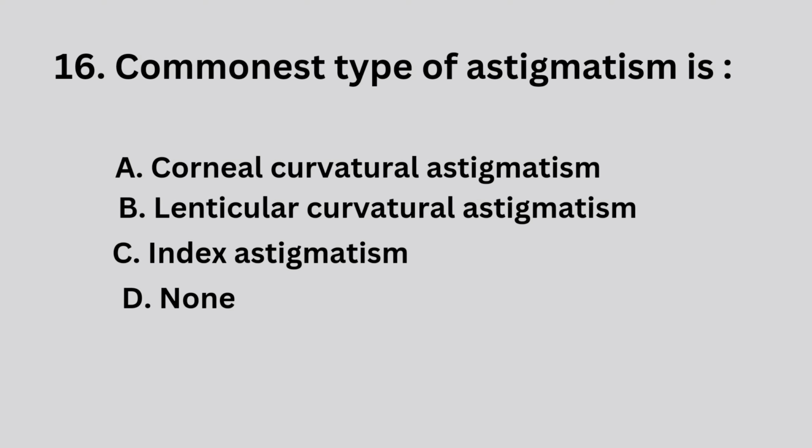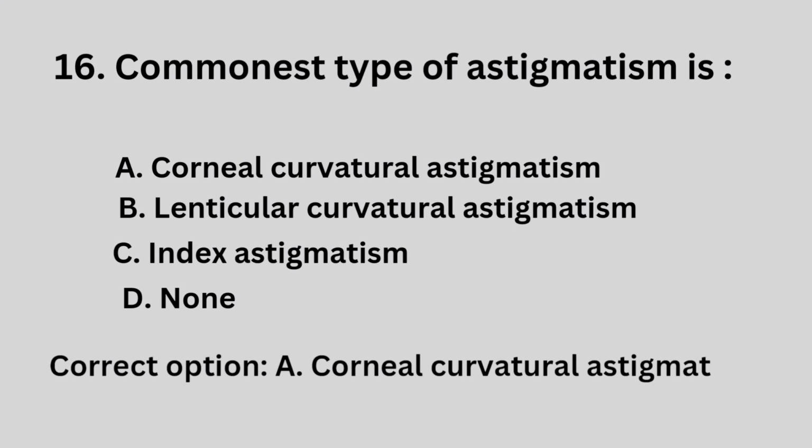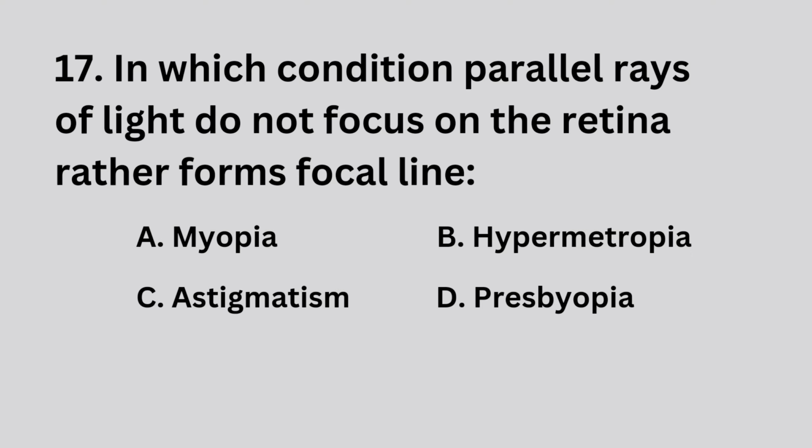16th question. Commonest type of astigmatism is option A, corneal curvatural astigmatism. Option B, lenticular curvatural astigmatism. Option C, index astigmatism. And option D, none of them. Correct option for the question is option A, corneal curvatural astigmatism.